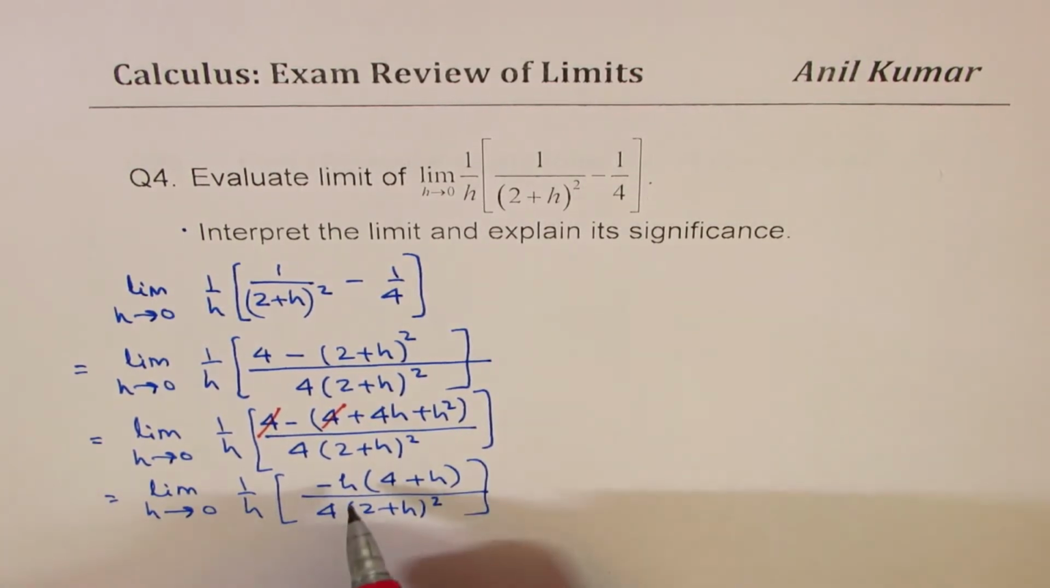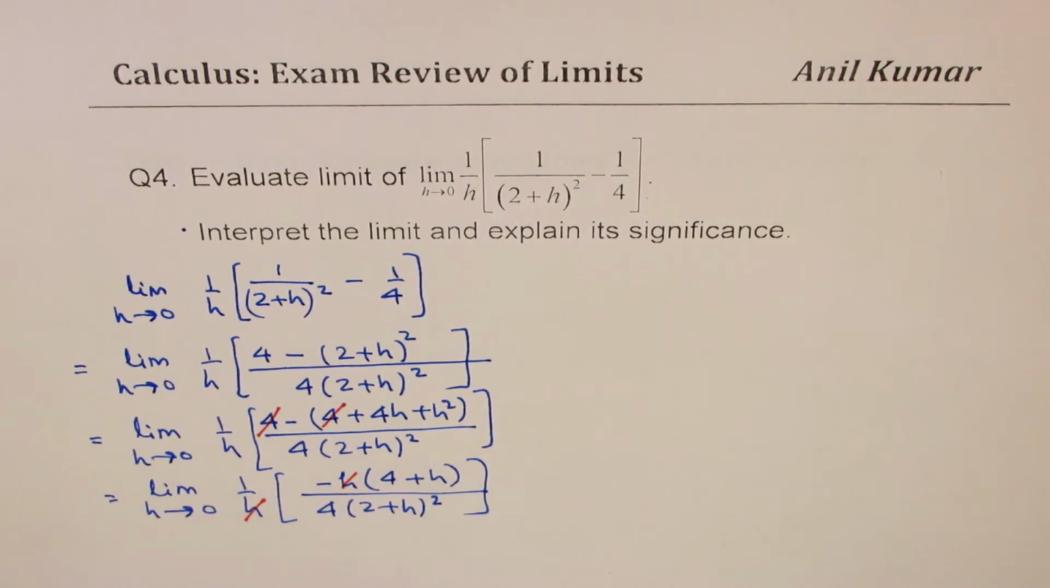Now we can cancel h with this h. Does that make sense to you, right? And substitute h equals 0 to get the answer. So if I substitute 0, I get minus 4 over 4 times 2 whole squared, which is minus 1 over 4, correct? So that is what you get, minus 1 over 4. So that is how you could actually solve this particular question. So I hope that makes sense.